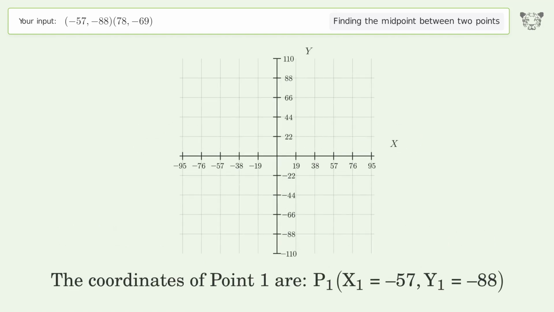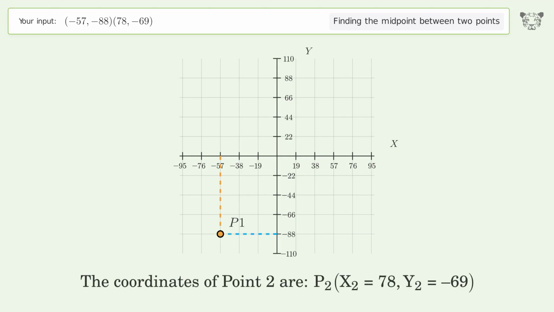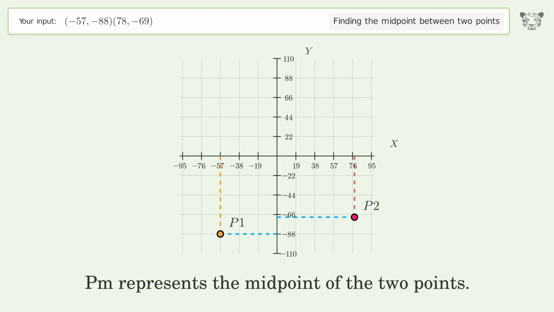The coordinates of point 1 are, x1 equals negative 57, y1 equals negative 88. The coordinates of point 2 are, x2 equals 78, y2 equals negative 69. PM represents the midpoint of the 2 points.